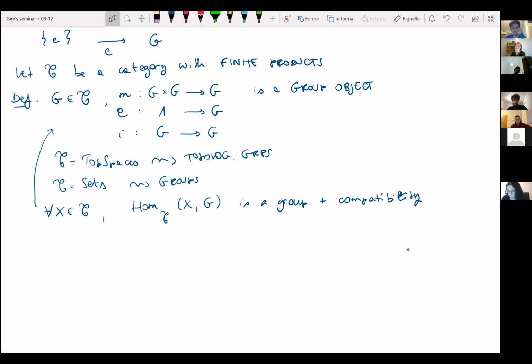Okay, are there any questions so far? Is it clear? Okay, I think that my camera disconnected, but hopefully I'll be back.